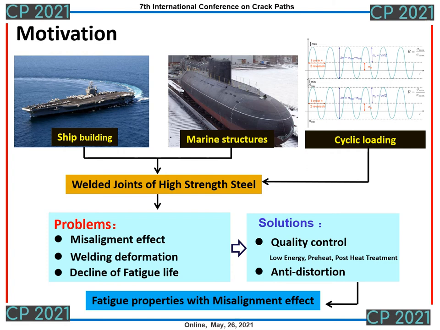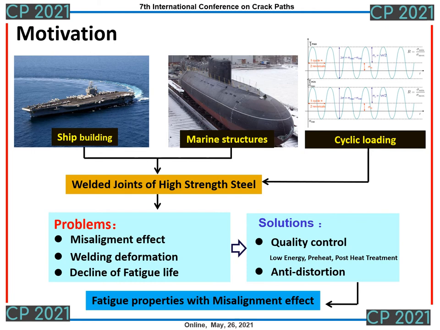Some background and the motivation for the work: as many of you may know, within future industry development, one of the effective ways to enhance the lightweight of structures is to increase the strength of steel and decrease the thickness of the ply. So in these structures, there are some problems that are very common. The first one is the misalignment effect. The second is the welding deformation, and the further decline of the fatigue performance.